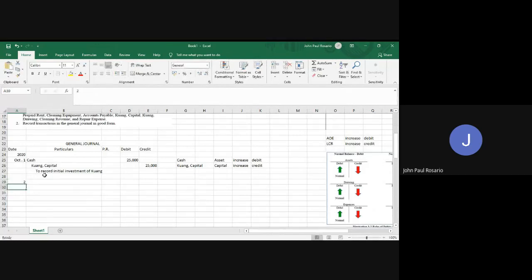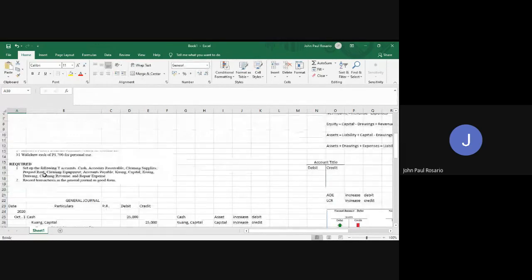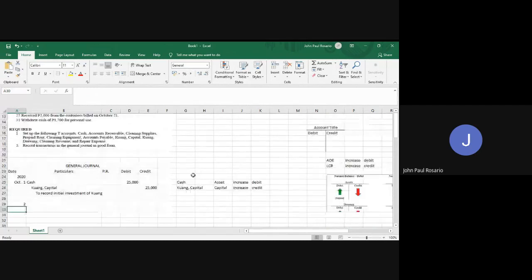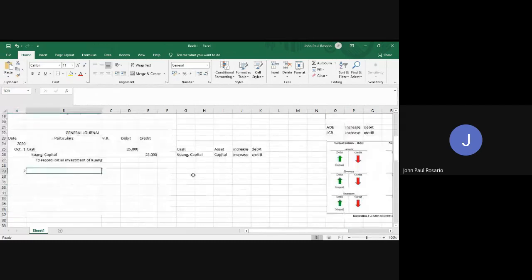October 2: ordered cleaning supplies, 2,000. He only placed the order. The cleaning supplies have not arrived yet, so it is not eligible for recording. So we write no entry. Then the third.